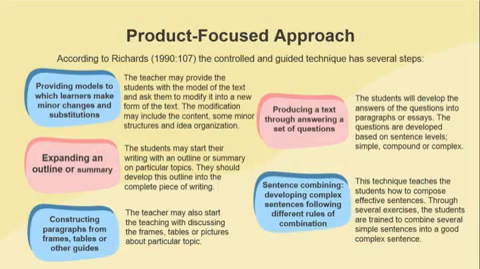In product-focused approach, according to Richard, the control and guide technique has several steps. First, providing models to which learner make minor change and substitution. The teacher may provide the student with the model of the text and ask them to modify it into a new form of the text. The modification may include the content, sentence structures, and idea organization. This technique is good as it gives the student a shortcut to the idea they are going to write.